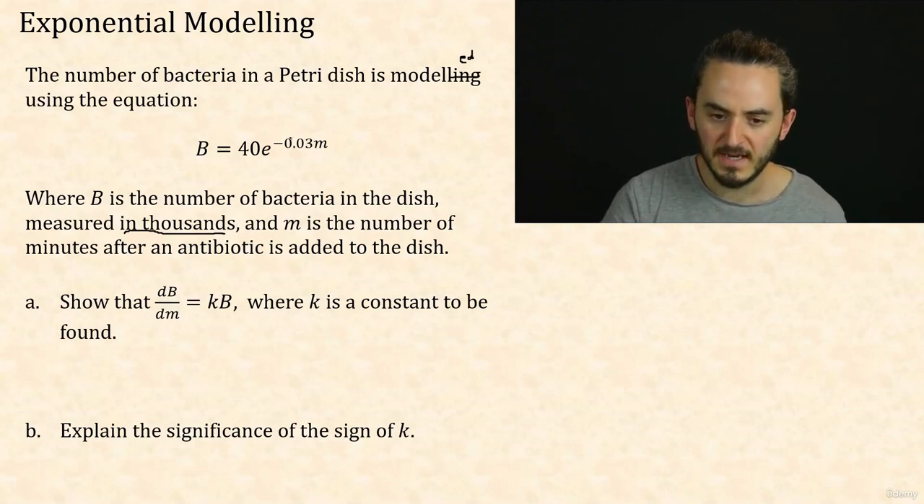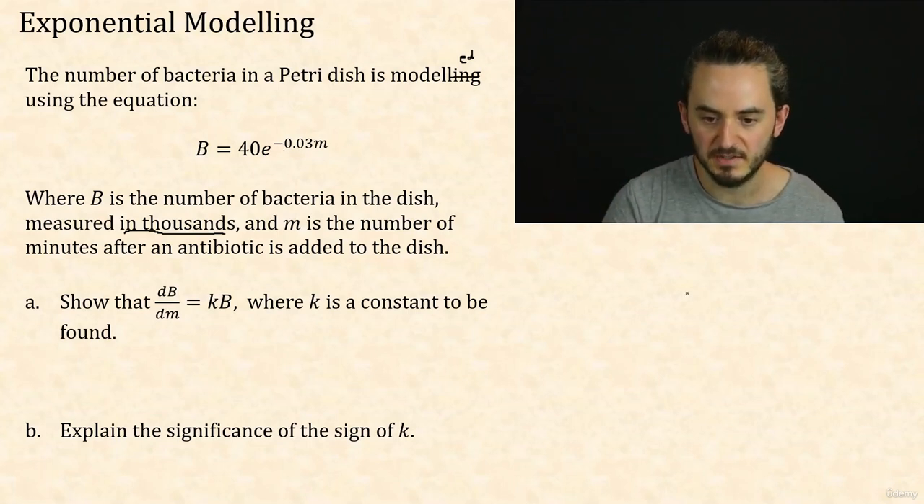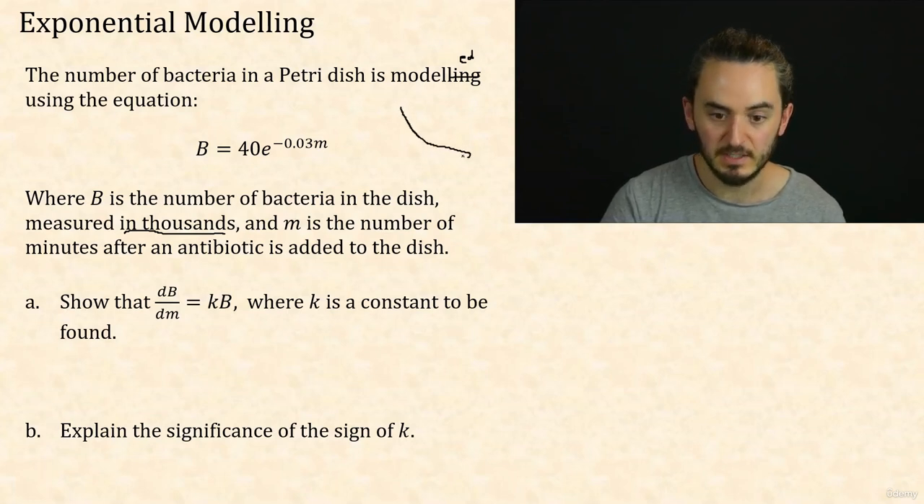Okay, so negative power means it's going to be decay, exponential decay. So it's going to be decreasing. That makes sense, right? Because an antibiotic is something that kills bacteria. So this is going to start decreasing once the antibiotic is added.